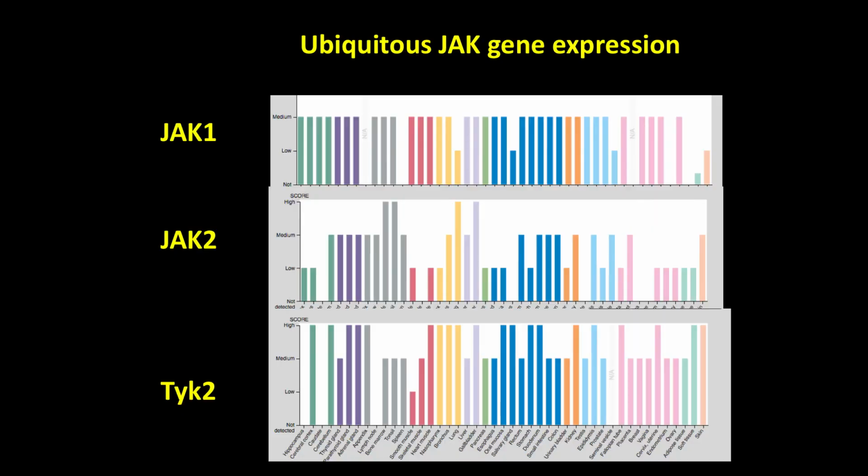So just to remind everybody, JAK1, JAK2, and TYK2 are shown, you probably can't read it at the bottom, those are tissues that express those genes at the level of messenger RNA. So they are ubiquitous. They are everywhere. So when you give your JAK1 inhibitor, your JAK2 inhibitor, your TYK2 inhibitor, you're hitting kinases all over the body.